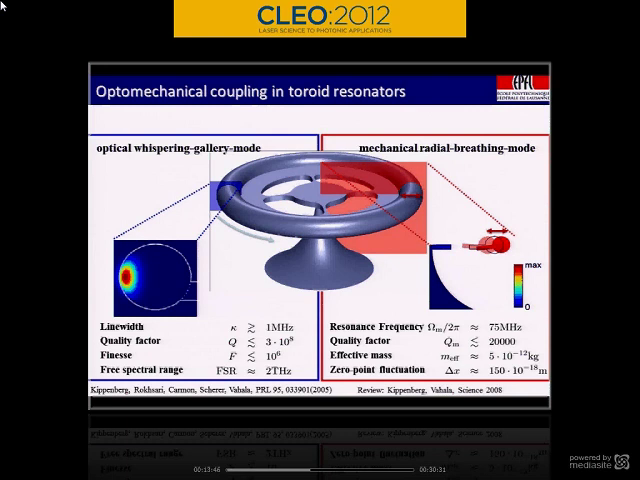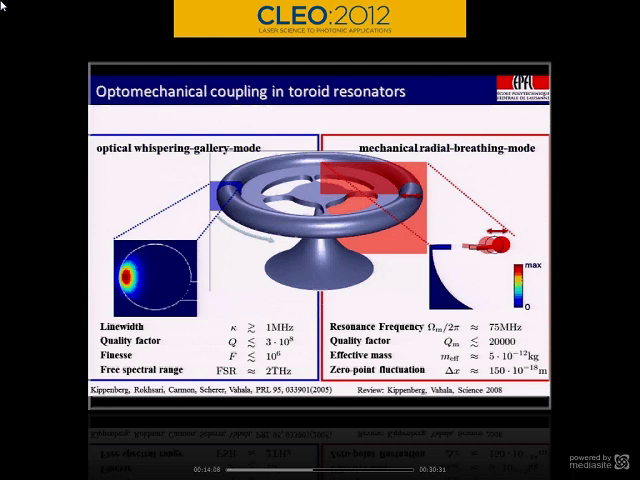And these optical whispering gallery modes have very high Q. Their line width is typically a couple of megahertz, corresponding to quality factors typically around 100 million. Now the coupling in these structures can be very large, simply because you have a co-localization of the optical mode and the mechanical mode, and the masses of these structures, compared to, say, the early work on gravity wave detection, are very small.